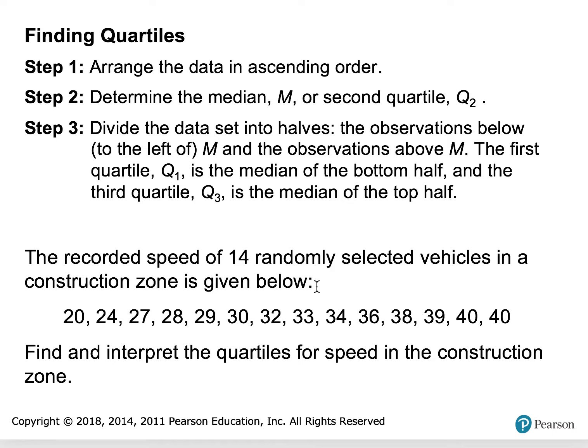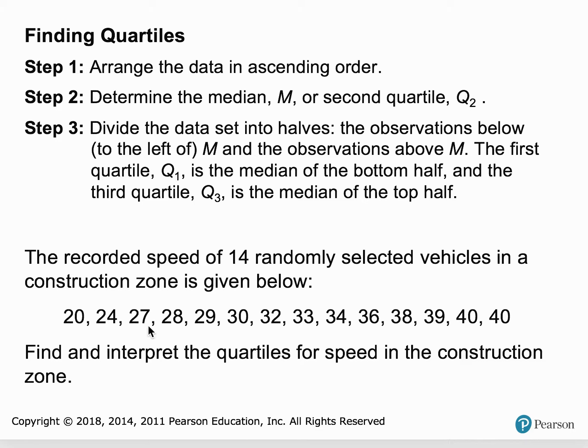Okay, so to find quartiles, excuse me, let me get a pen. You're going to arrange the data in ascending order and find the median. Okay, or that's the same thing as saying find the second quartile. And then that median is going to divide the data into 2 halves, and we're going to find the median of each of those halves. That'll be the first quartile and the third quartile.